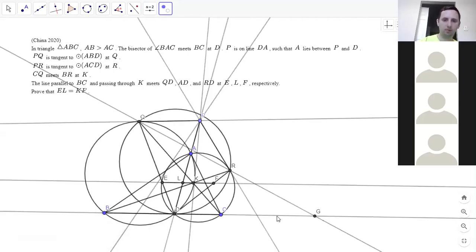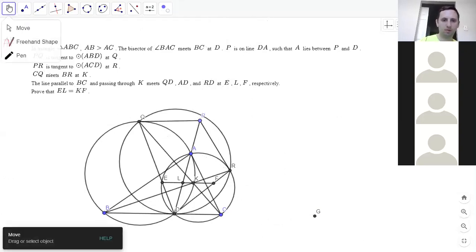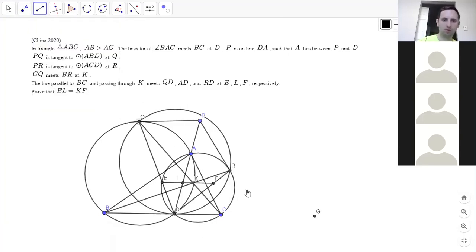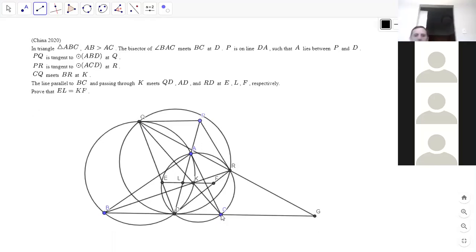I feel like point G might be useful. GA is perpendicular to AD then, if it's harmonic conjugate. Or we want to show that B, C, D, and G are in harmonic conjugation, right? If that's true, then BA and AG are perpendicular. Oh, but GA is tangent to the certain circle. Oh, okay. No worries. Yeah, you're right. Okay.